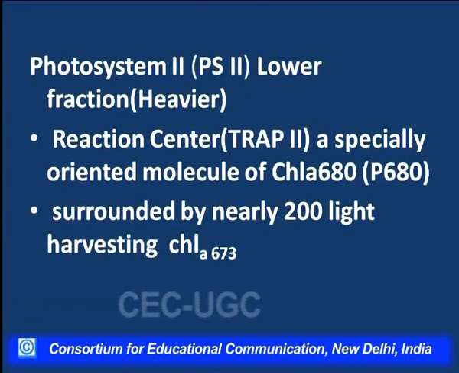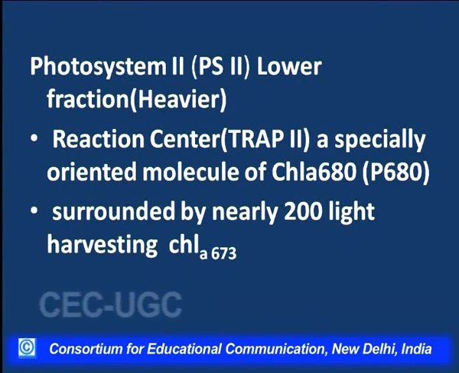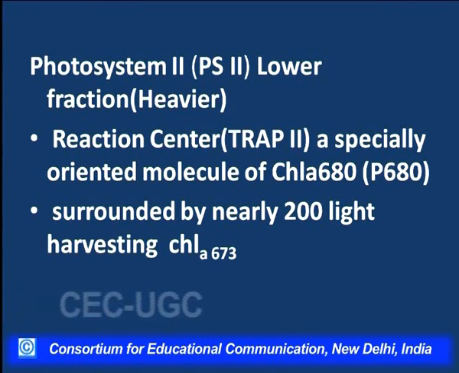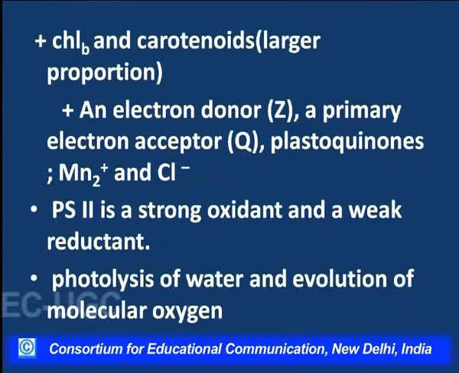So photosystem 2, which we believe came later, is the heavier fraction, and its reaction center is again a specialized chlorophyll A molecule, which is working at 680 nanometers. So we will call this trap 2 or nickname it as P680. And then there are the surrounding chlorophyll molecules of 683. So altogether this functions at less than 680 nanometers. It's a high energy one. And as we said earlier, the chlorophyll B and carotenoids are more.